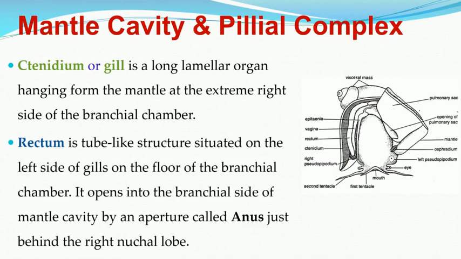The next organ is the rectum, which is nothing but part of the digestive system, and it is situated on the left side of the gill on the floor of the branchial chamber, and it opens into the branchial side of the mantle cavity. So it opens to the mantle cavity by an aperture which is called the anus, and which is behind the right nostril lobe.